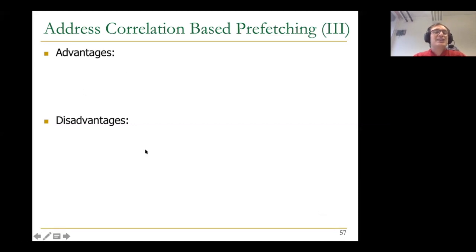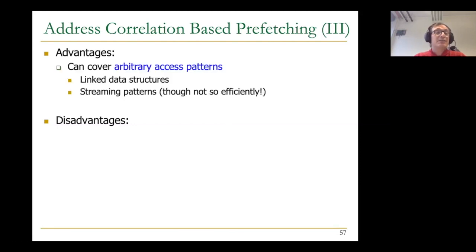So let's talk about advantages and disadvantages before we talk about ease of building. This can cover arbitrary access patterns. Now you have linked data structures that you're traversing, A, B, C, D, E, F, G, that have nothing to do with each other. You traverse them once, and then you go back to the loop and traverse them again. Well, now you recorded what you traversed, and hopefully you'll prefetch nicely. And it can also record streaming patterns, right? If you're prefetching an address, let's assume that you have a big loop.